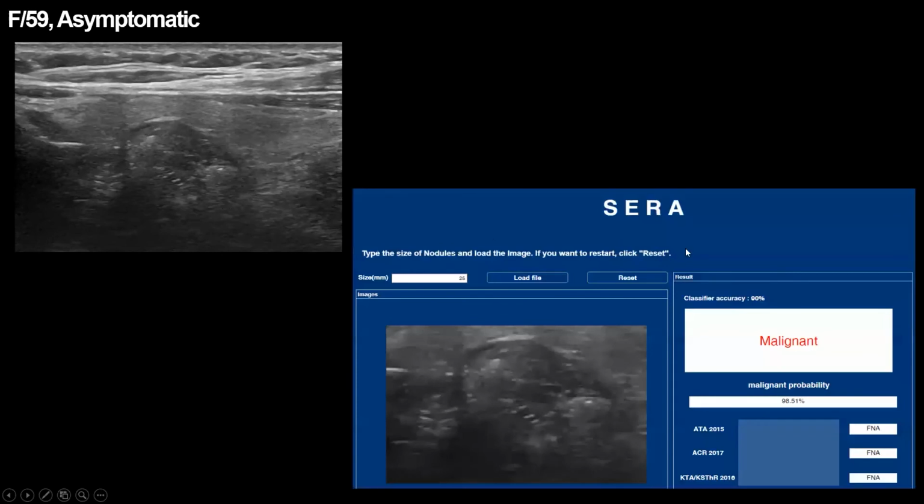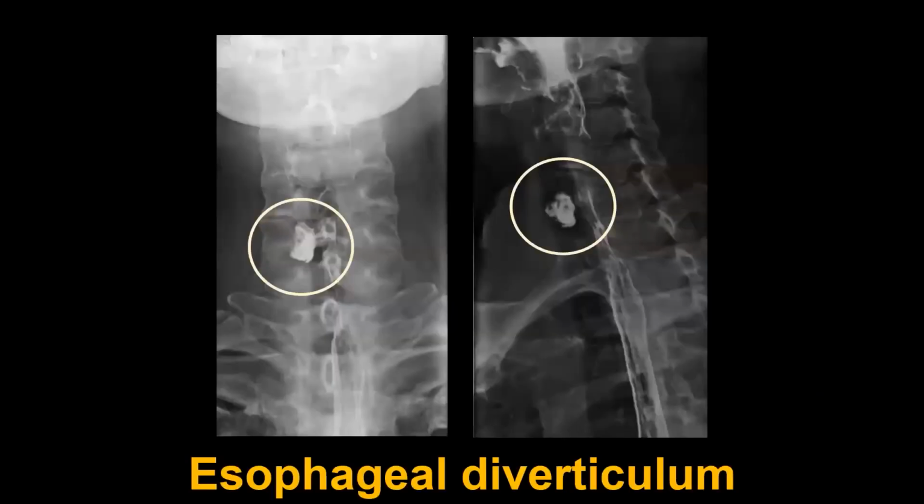What would your assessment be? Cancer or not? The CAD value was so high, but it was an esophageal diverticulum.